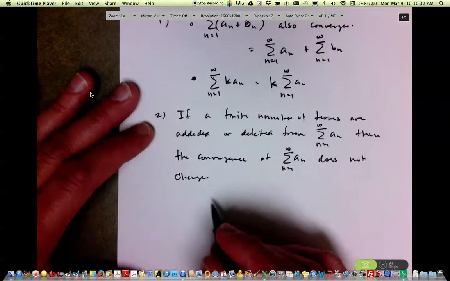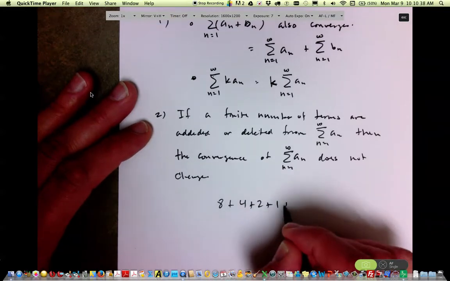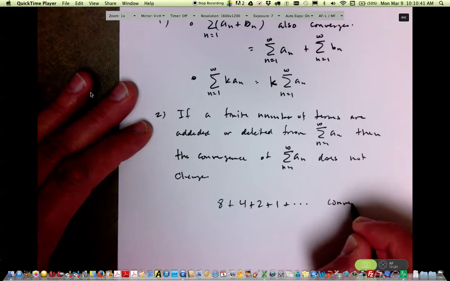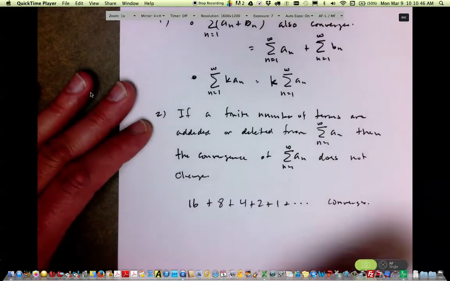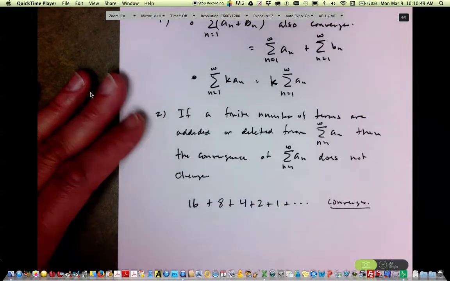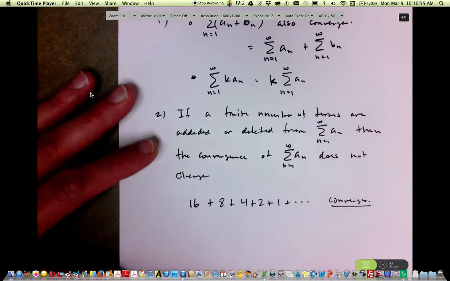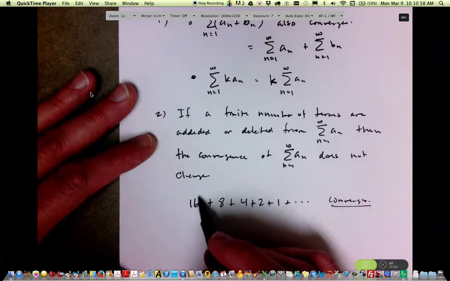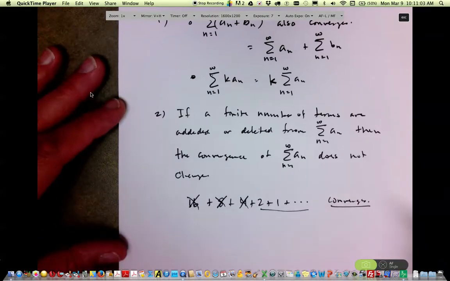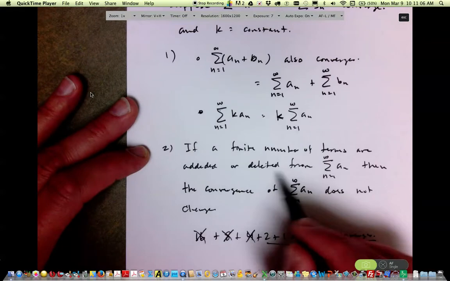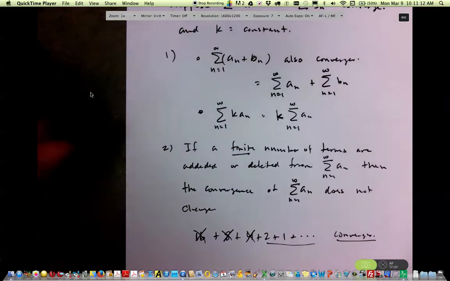For example, we saw the series 8 plus 4 plus 2 plus 1 plus and so on, and we saw that this converges. Now if I were to add, let's say, another term here, 16, this series is still going to converge. It's going to converge to another number that's going to actually be 16 more than what this other one converged to, but it's still going to converge. Also, if we were to eliminate some of these terms, whatever is left over is still going to converge, as long as we either add or delete a finite number of terms. We can't add or delete an infinite number of terms, otherwise it doesn't apply.